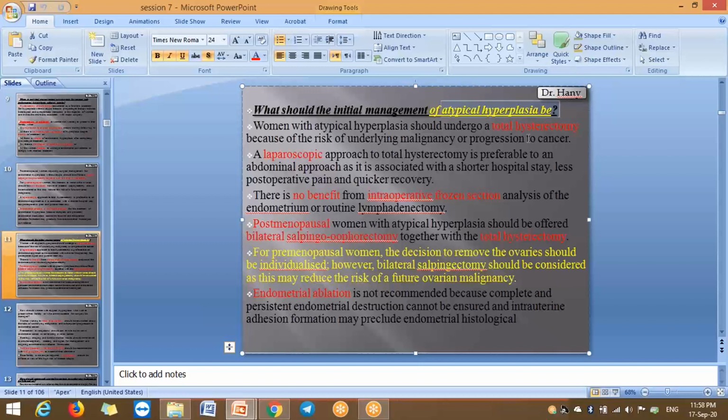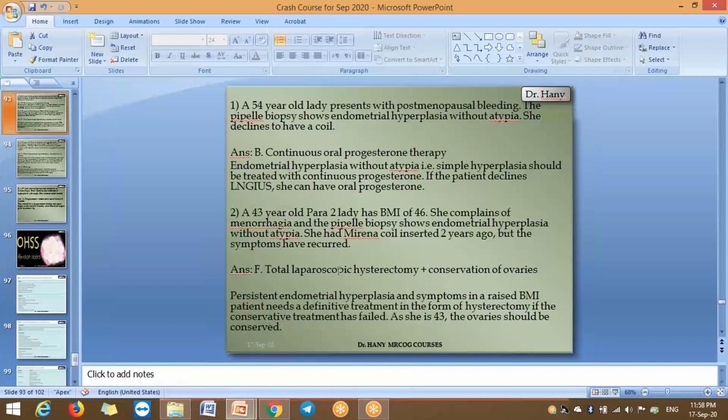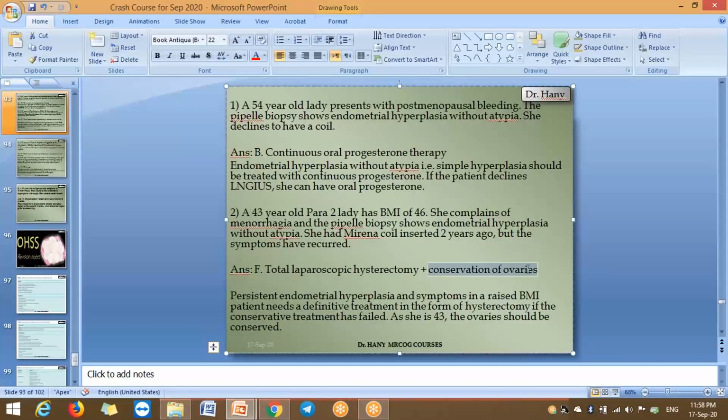I will protect her heart, protect her from menopausal symptoms, protect her from osteoporosis. It's a new concept till the age of 60. Does this make sense? This is the guideline. This is the evidence-based answer. So come back again with me for the crash course. A total laparoscopic hysterectomy plus conservation of the ovary. Why? A perimenopausal woman. Remember, you can individualize the treatment. Okay? Remove the uterus, remove the tube, but please remember to leave the ovary.